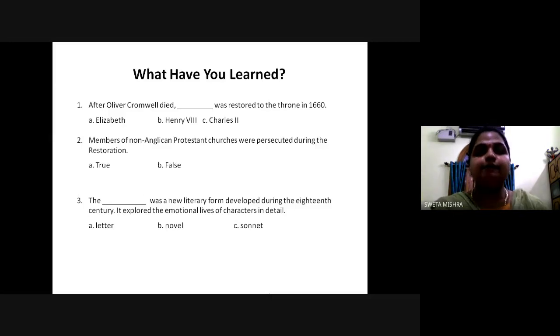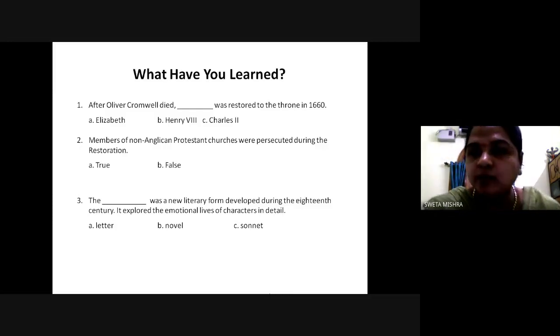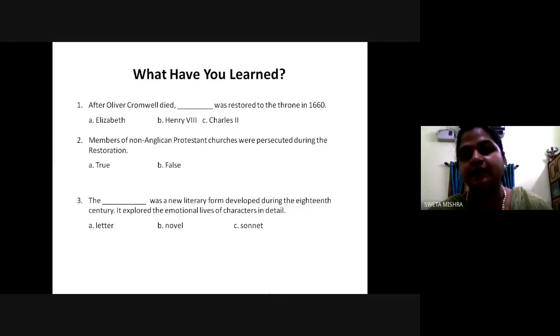Now the first question is, after Oliver Cromwell died, who was the one restored to the throne in 1660? Option A is Elizabeth. Option B is Henry VIII. Option C is Charles II. What is the answer? Can anybody answer? Participants, please unmute your mic and one by one you can answer the question, so that it would be quite an interactive question.